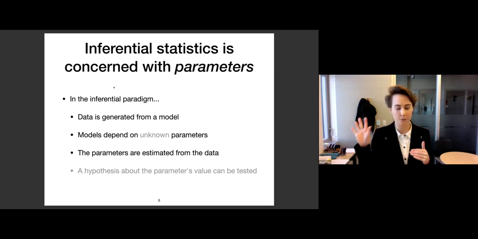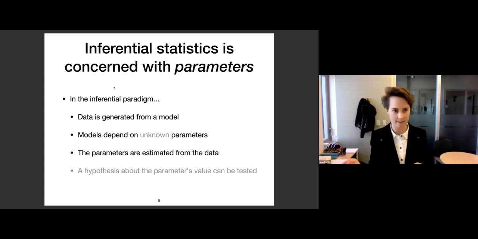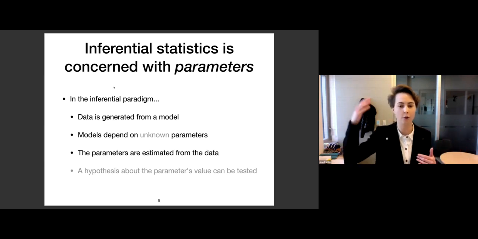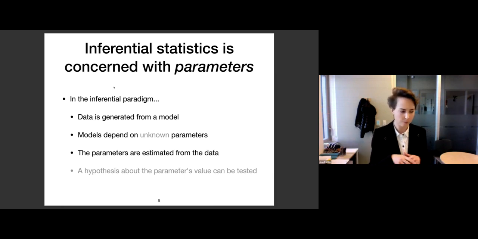So those parameters, because they're features about the universe or the unknown microbial world, are not known. And our goal in inferential statistics is to try to estimate the values of those parameters from the data that we have. Okay, so that's the high-level picture of inferential statistics. Data comes from a model. Models depend on parameters. We want to learn about those parameters from the data that we have.